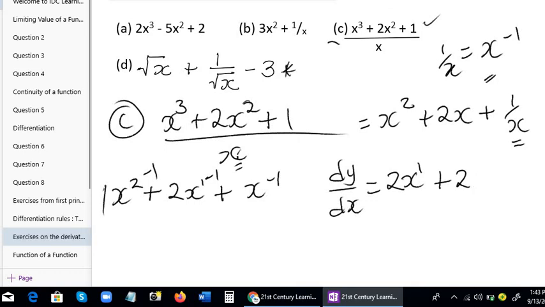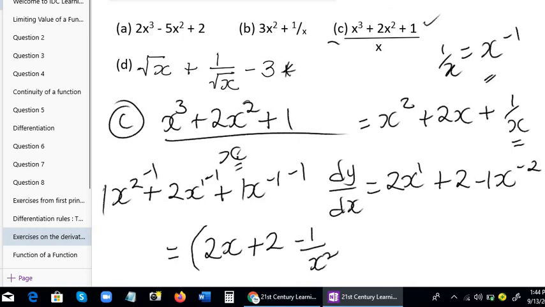So 2 stands alone. Plus, okay, hold on, this won't be plus. Minus 1 times the invisible coefficient 1. Minus 1 times 1 will give me minus 1x. Minus 1 minus 1 will give me minus 2. I hope that is clear. So my final answer, dy/dx, will be 2x plus 2 minus 1 over x squared. This is my final answer.